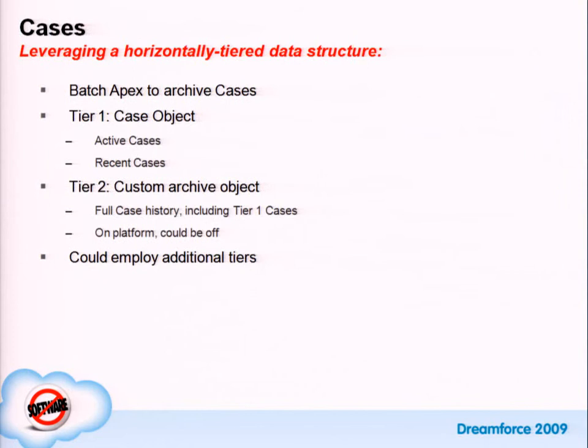What we used Batch Apex for was to take the case data that they had and tier it into multiple objects. We leveraged a standard case object to allow the users to see the most recent cases or those cases that were active. These are the ones that they still needed to work on, cases still open, what have you. In the second tier, we pushed in all of the cases. We would take those cases that were current, push them to a custom object, and that would include all of the old cases, case history, so that you would have a single, full object that you could do reporting against.